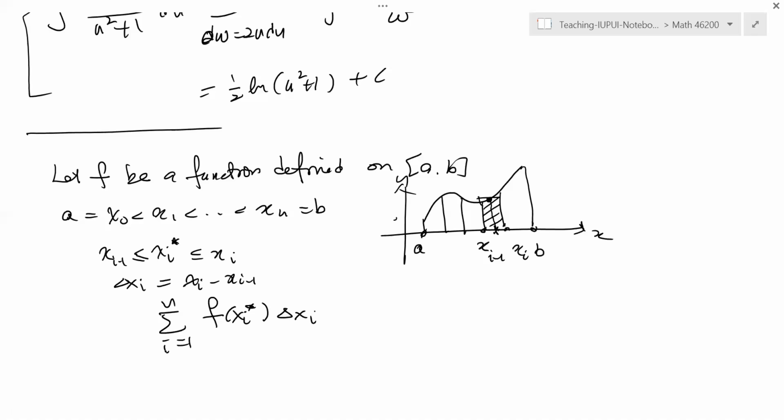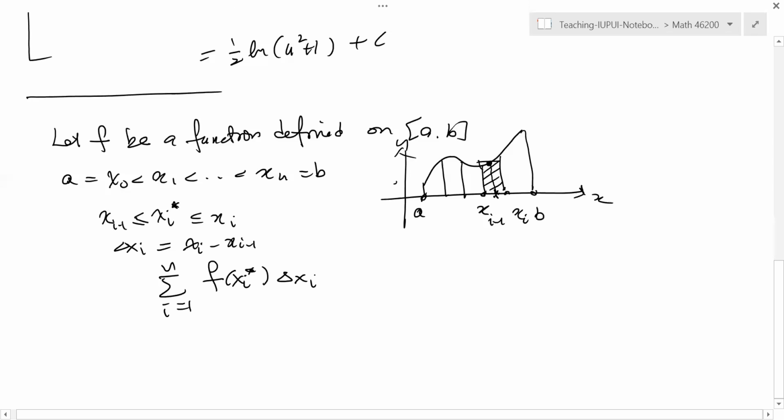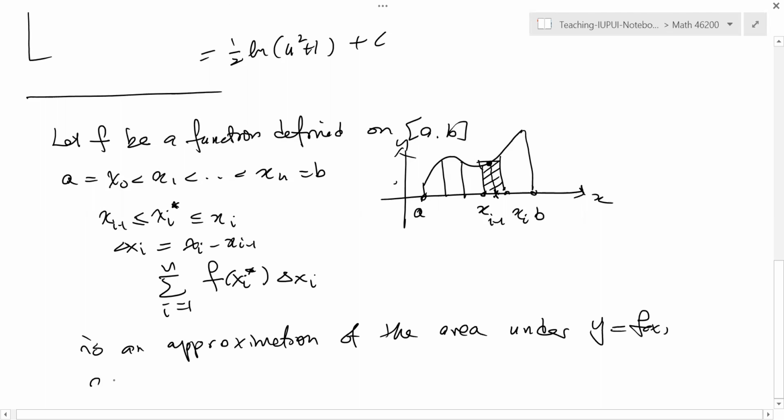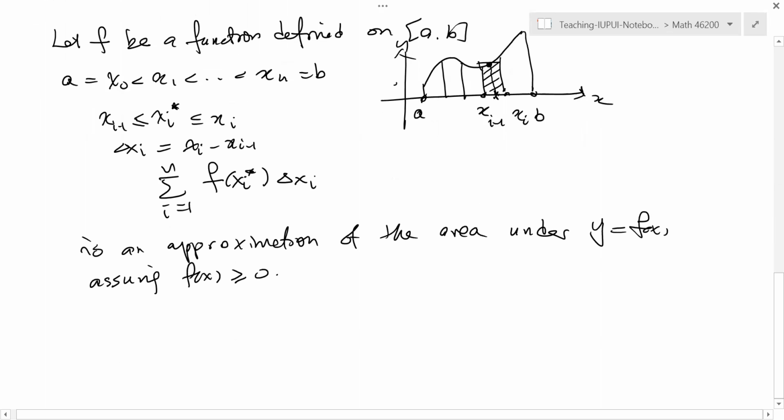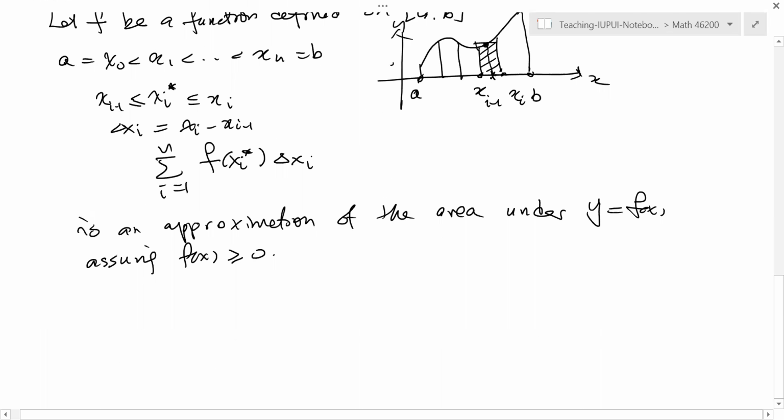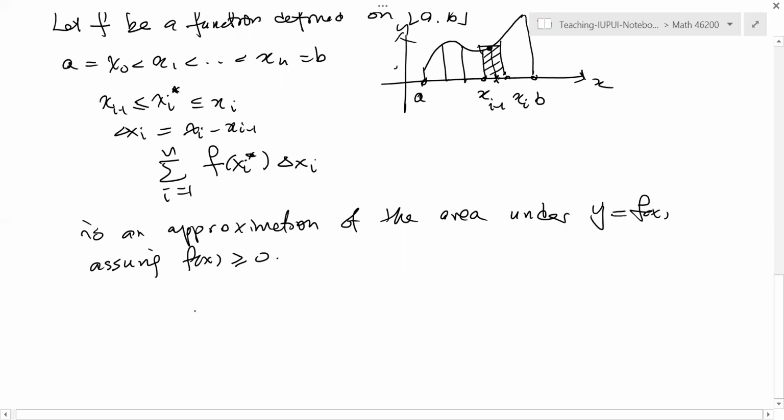And the integral is an approximation of the area under the graph y equals f of x. We're assuming f of x here is positive, to make it simpler. So if you want to find the area, you just take the limit. So the area is going to be the limit of the above sum.